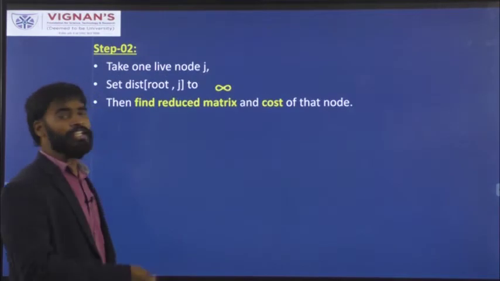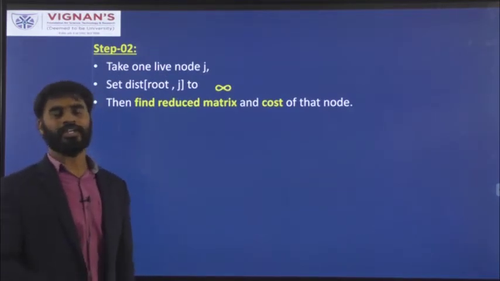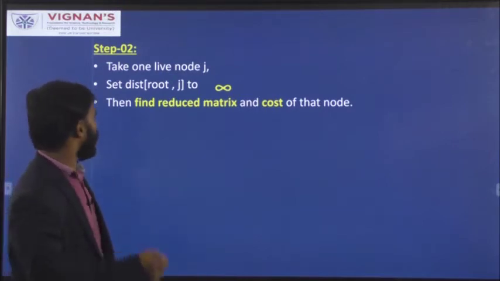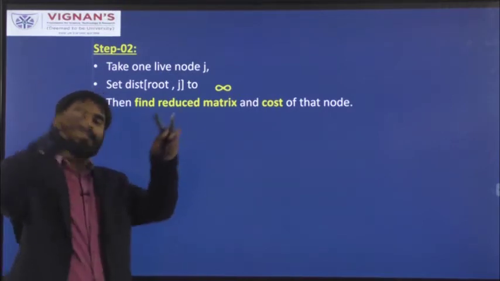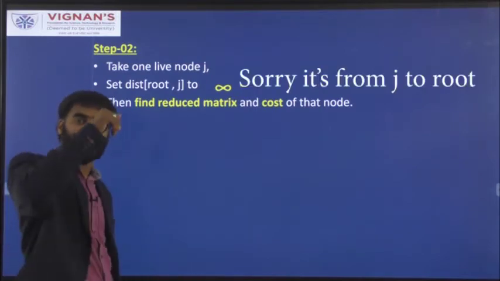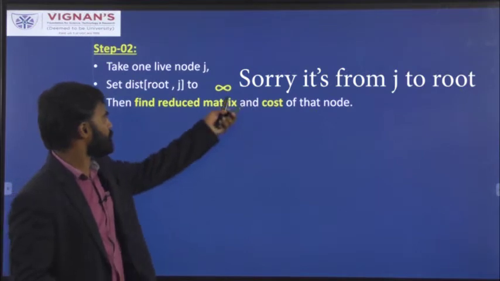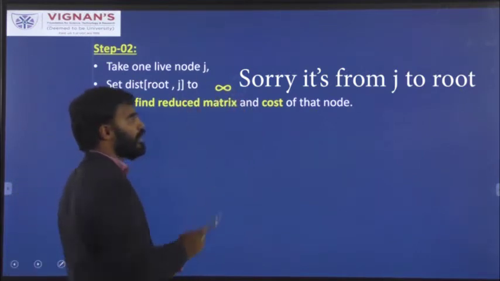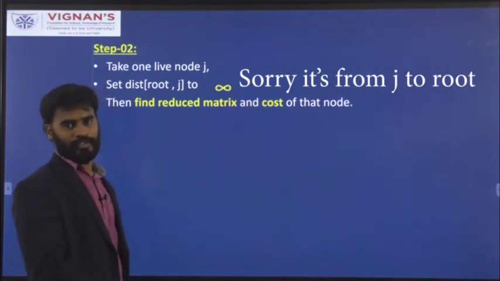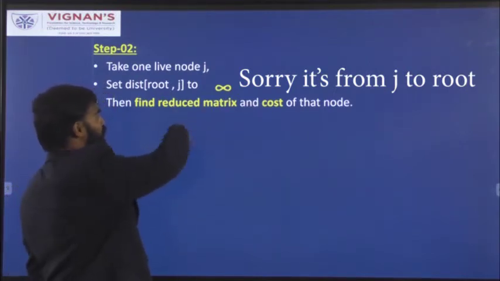So for each node, let us say j, what you have to do is, in the adjacency matrix, set the distance from the root node to the jth node as infinity. This is important. As well, find the reduction matrix and the cost of that node. You have to do this for every node.